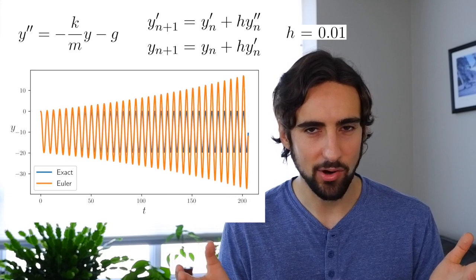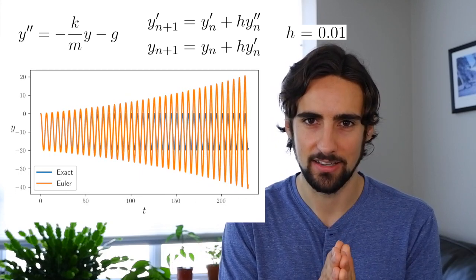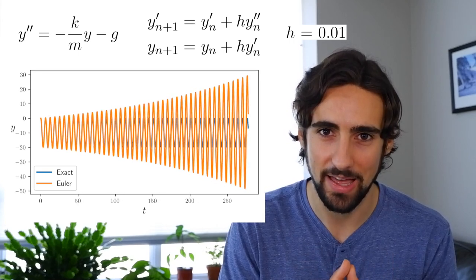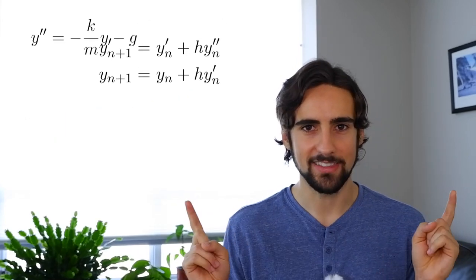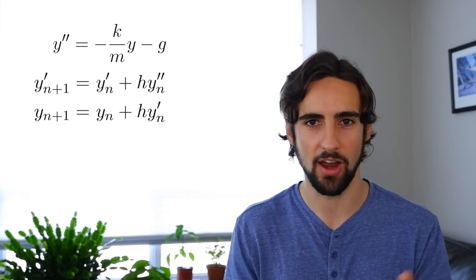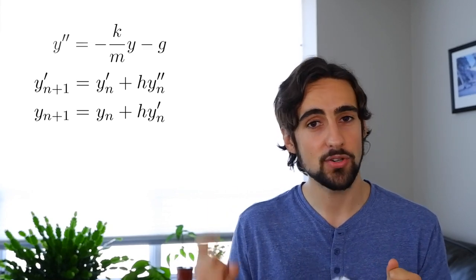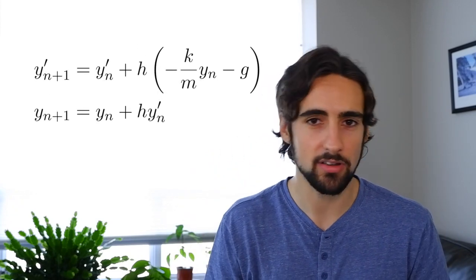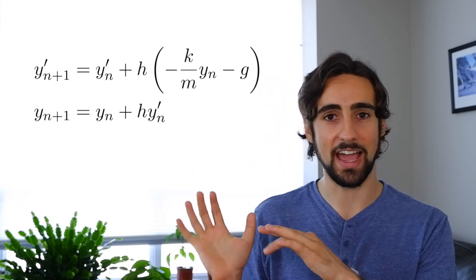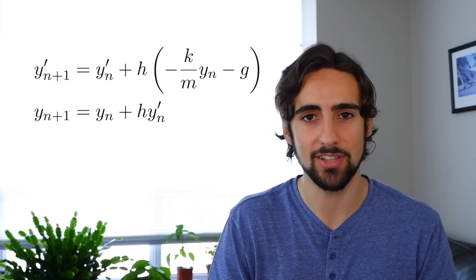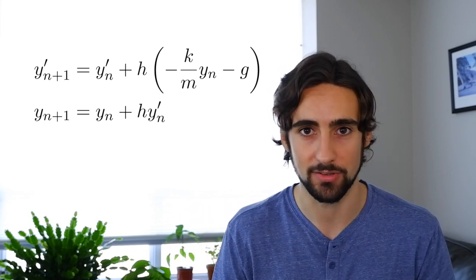Why is our error growing unboundedly? Well, to answer this question, I'm going to have to throw a little bit more heavy math at you. Okay, let's go back to those three equations that we said define the explicit Euler method for our problem. But you can take the ODE and actually plug it directly into the explicit Euler method. So we actually just have two equations. These two equations are what we're actually solving when we do explicit Euler's method.